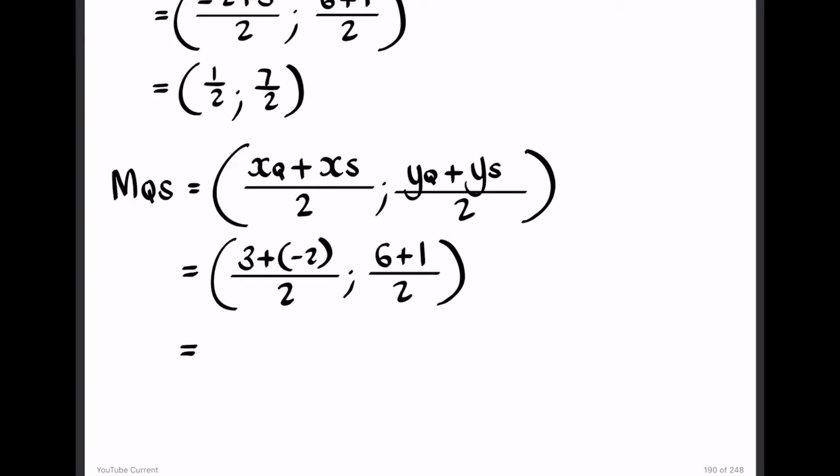So that gives me 3 plus minus 2, which is 3 minus 2 over 2, which is a half. 6 plus 1 is 7 over 2. And now what we can see is that we actually have the same midpoint of these two lines. So both of the lines have the midpoint a half and 7 over 2.